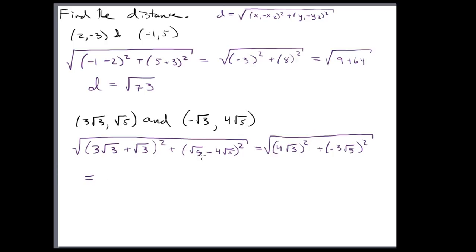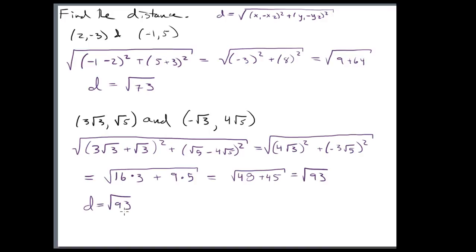4 squared is 16, and the square root of 3 squared is 3, so this is 16 times 3, plus (-3) squared is 9, the square root of 5 squared is 5, so plus 9 times 5. Square root of that. So this is 48 plus 45, square root of all of that. That's the square root of 93. So the distance is the square root of 93. Again, a prime number, so I think we're done here.